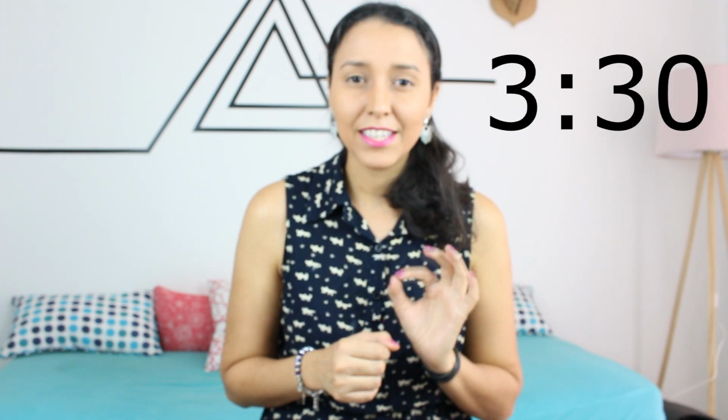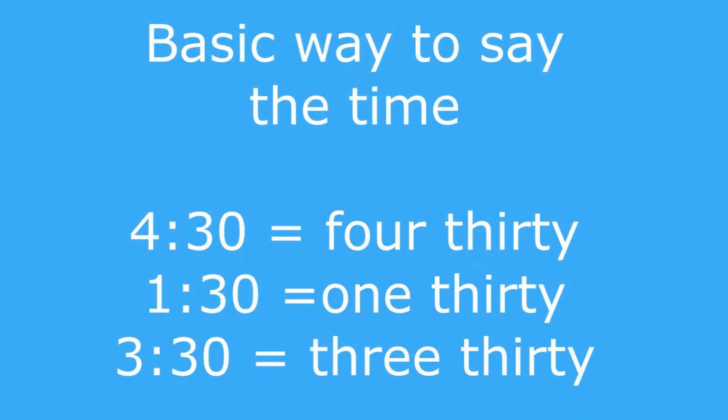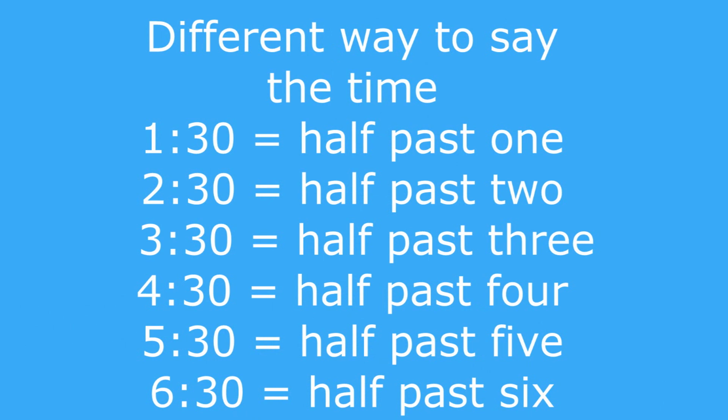This time, see? 30. There are two possibilities for you to say this time in English. You can use the basic way, 3:30, 1:30, 4:30. Or you are going to use half past and then the hour. So half past 1, half past 2, half past 3, half past 4, half past 5, and so on.